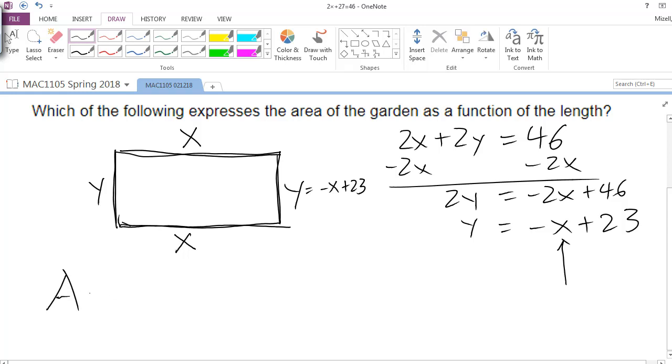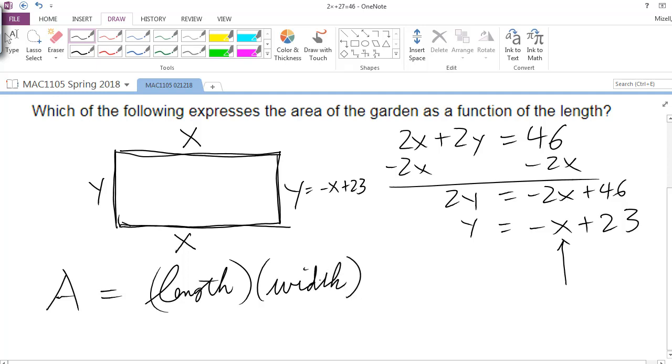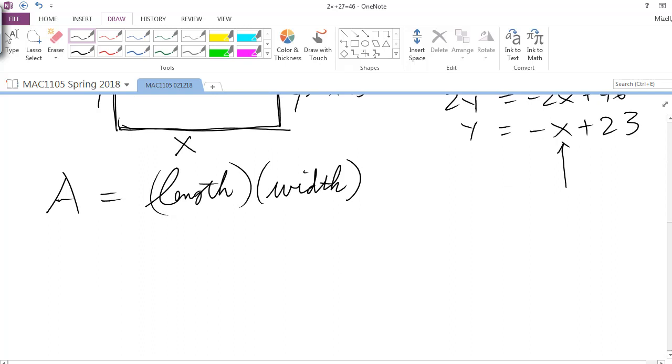So the area, which is length times width, I do not know why I chose to write this in cursive, but it didn't go that badly. Cursive is not my thing.